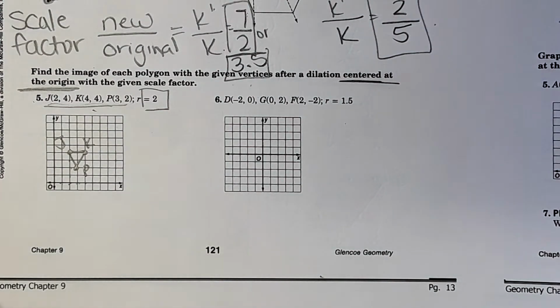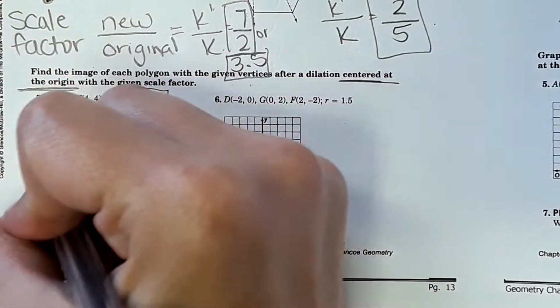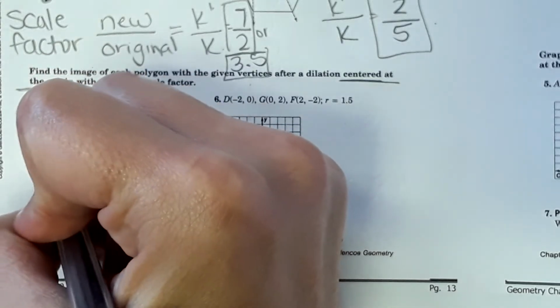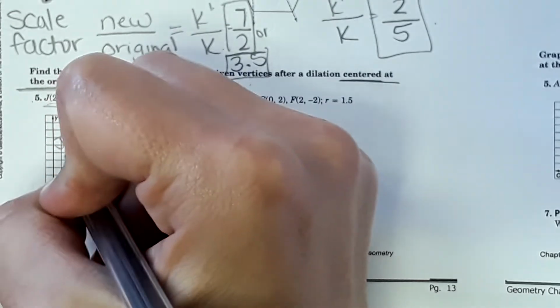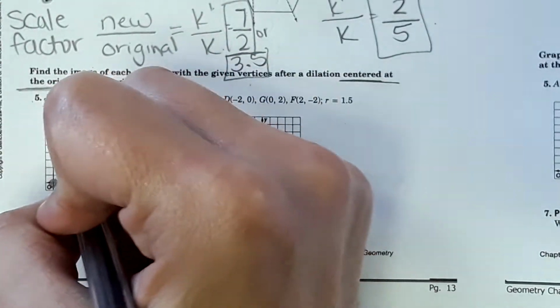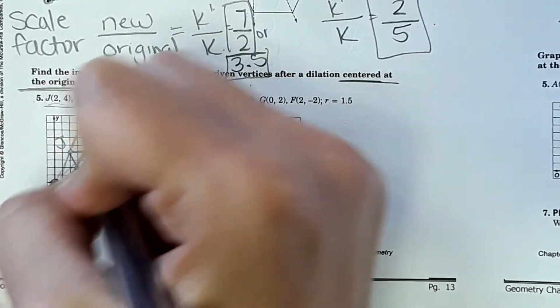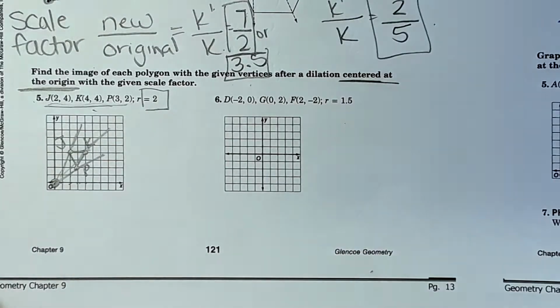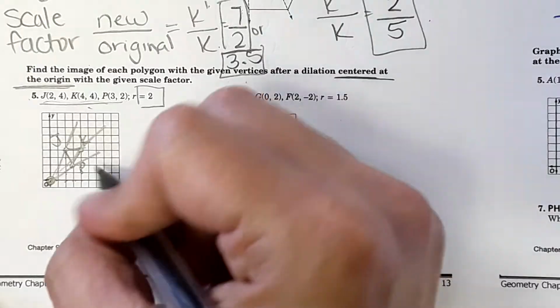There's the original. Based on the concept, the center of dilation is your origin. So these points should be going twice the distance out. Whatever this distance is, it's going to double, and whatever this distance is, it's going to double this way. Now what if there was an easier way to do it than trying to figure out that distance?